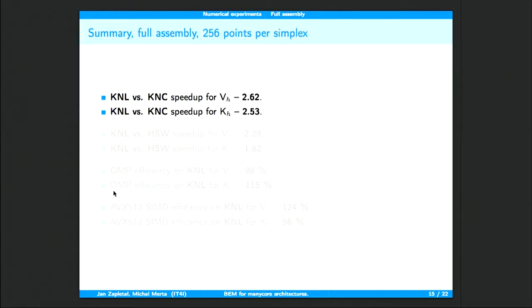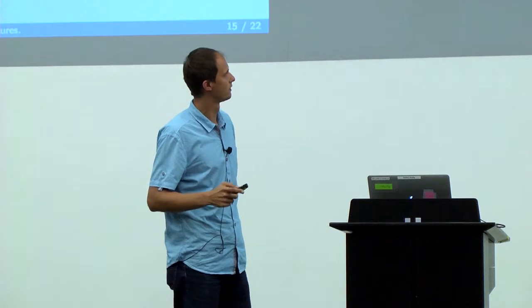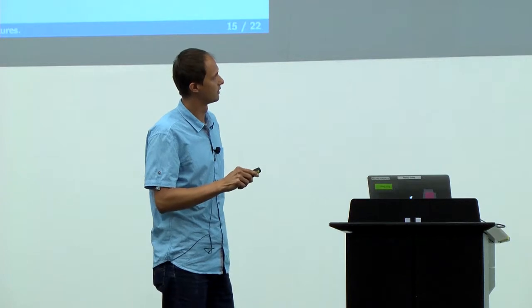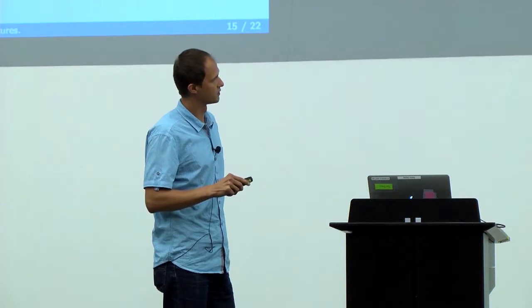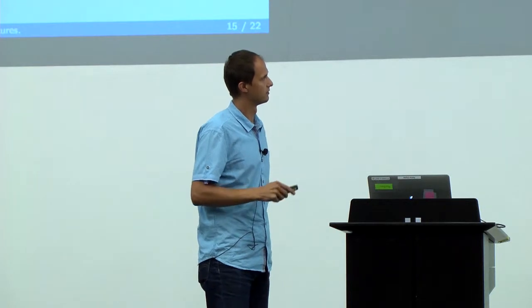If I summarize, the speedup of KNL versus KNC is like 2.5, which is reasonable if I take into account the theoretical performance. KNL versus Haswell, 2.3, 1.8. OpenMP efficiency, and by OpenMP efficiency I mean that if I get the speedup of 64 on any number of threads, I consider this as 100% efficiency. So for V, I get almost 100, for Q 115. Again, the SIMD efficiency 124%. For K, this looks good.